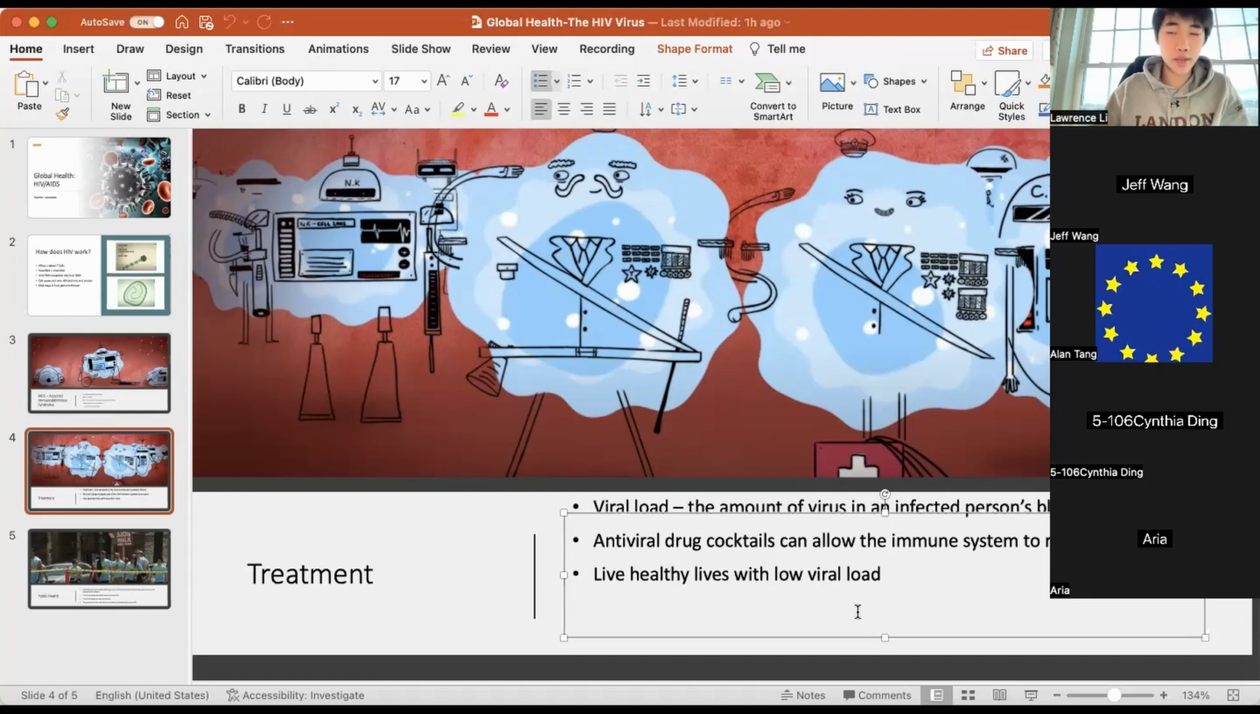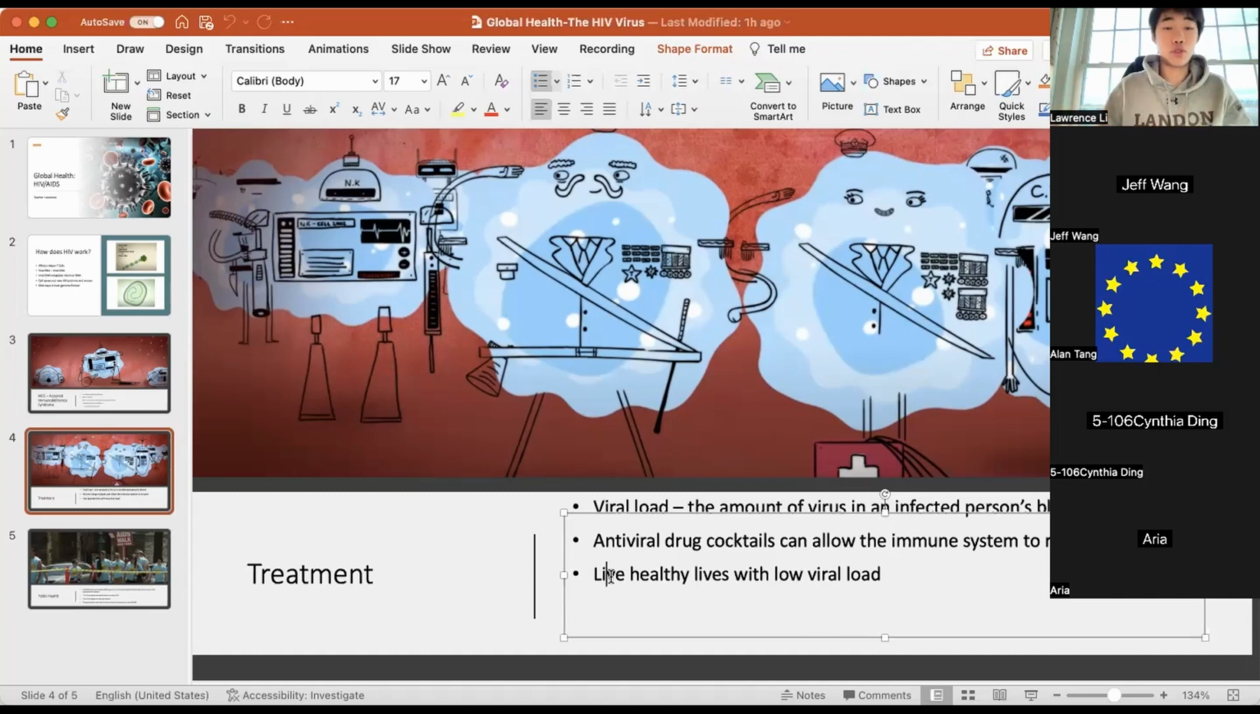However, if you stop taking them, HIV does make a rebound because it will always be integrated into the host DNA. And so, as I said here, patients can live healthy lives with low viral load. As long as they're taking these drug cocktails, there's very low chances of them passing HIV on to other people. And so, it is amazing what we have done in the combat against HIV.